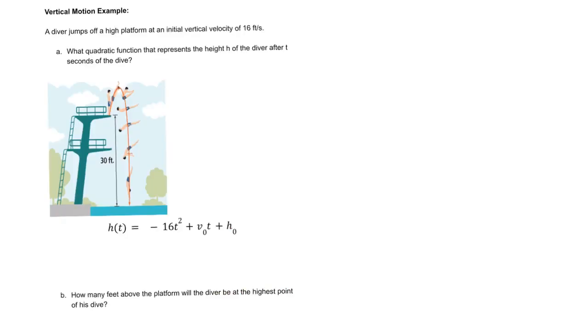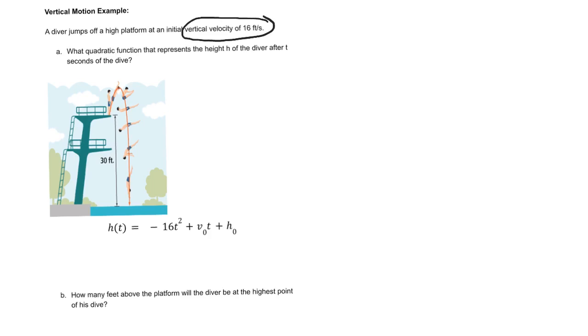The next type of question from 8.4 was dealing with vertical motion. This is something that we have talked about in previous chapters as well. We are sometimes throwing a ball, sometimes kicking a ball. In this case, we are diving off of a diving board. So a diver is jumping off of a high platform at an initial vertical velocity of 16 feet per second.